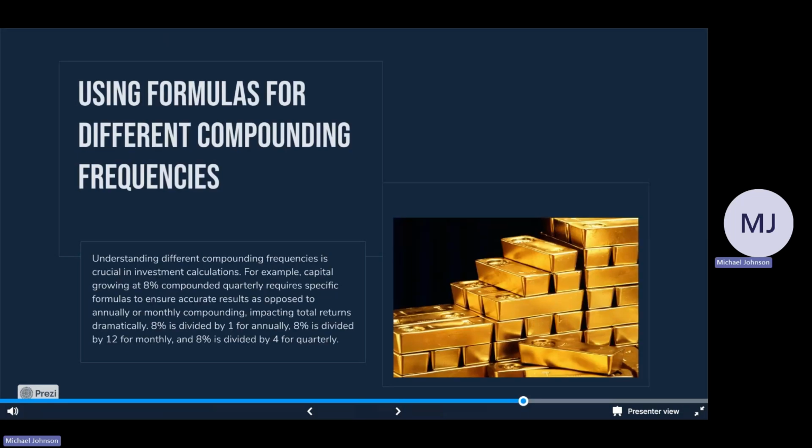For example, capital growing at 8% compounded quarterly requires specific formulas that ensure accurate results, as opposed to annual and monthly compounding, impacting total returns dramatically. 8% is divided by 1 for annually, 8% is divided by 12 for monthly, and 8% is divided by 4 for quarterly.